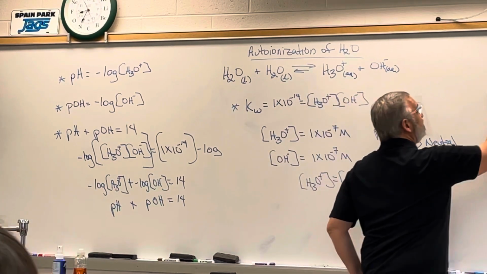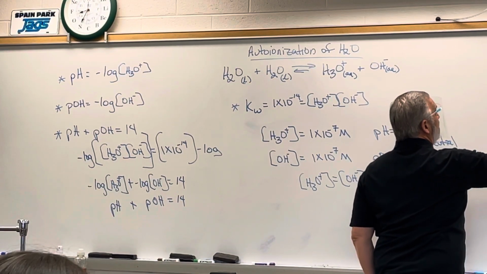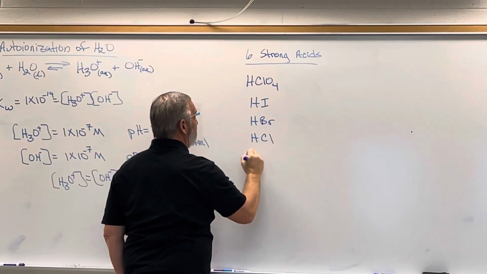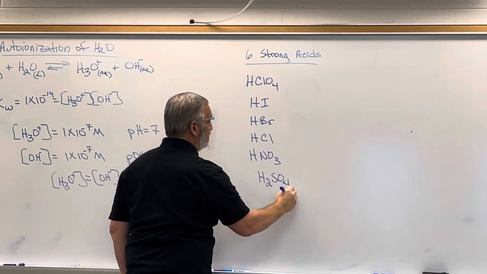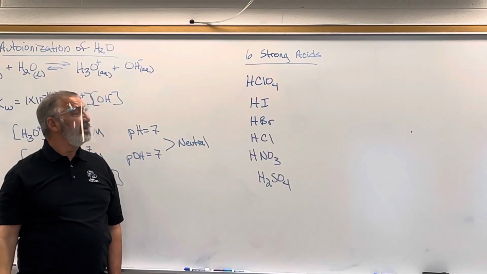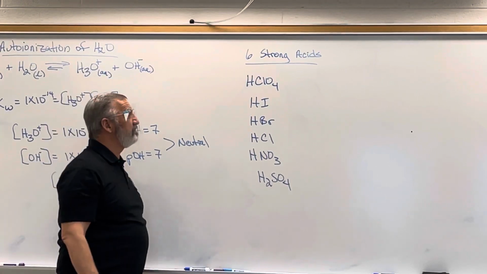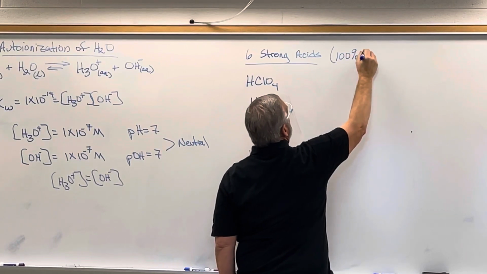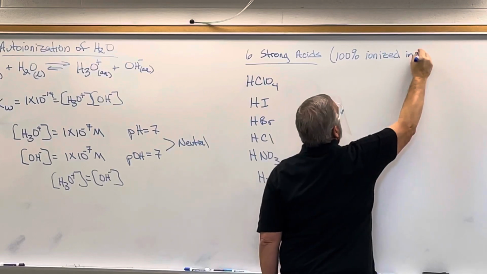So we look and we see HClO4, HI, HBr, HCl, HNO3, and H2SO4. They probably should be in that order. Yes. Okay? So what makes them strong? 100% ionized in water.